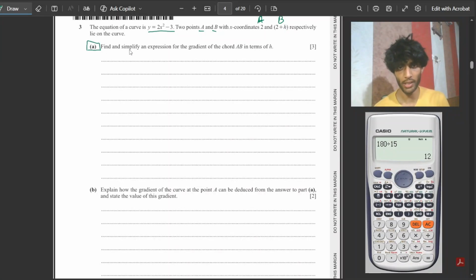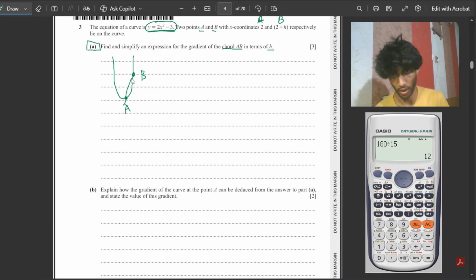Part A says, find and simplify an expression for the gradient of the chord AB in terms of h. What does that mean? So you basically have a parabola over here, right? Now this parabola will basically, let's say, you get something like this. And then it has 2 points, let's say A and B. Or A and B could be in other different directions. Just for reference, I'm using these 2 points. You can choose any 2 random points as A and B. So this is A, this is B. There's a chord that passes through A and B. A chord is basically a line. Now imagine this is a perfectly straight line.